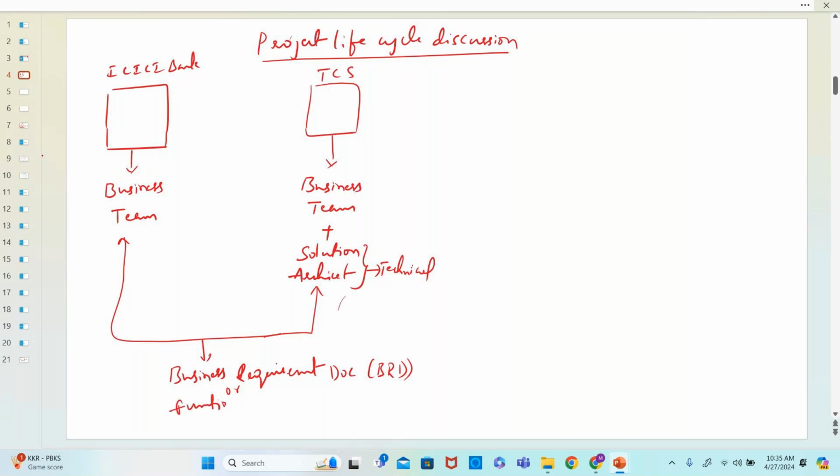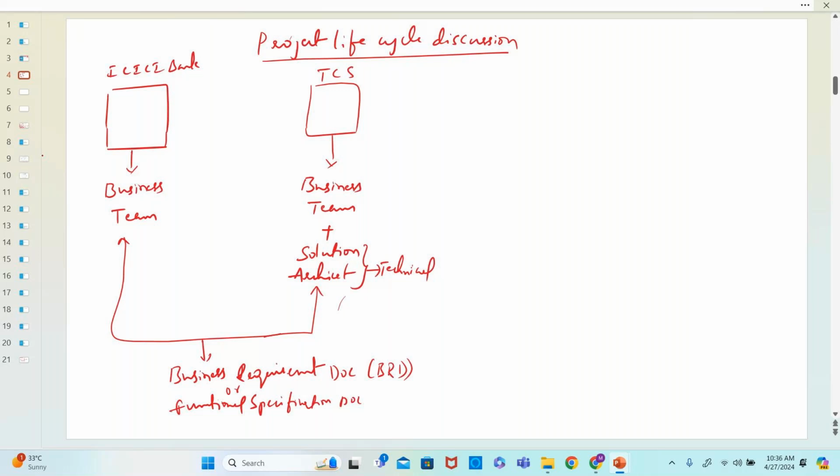Functional specification document. Whose job is this? Our business team is there, right? The TCS business team, the company's business team, will create the business requirement document and functional specification document. What does this document consist of? What are all the different services or modules which are required for ICICI Bank? Like the transaction management, what are the services required for them? Or for loyalty management, what are the services required for them?